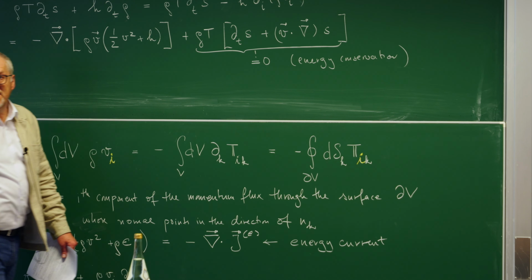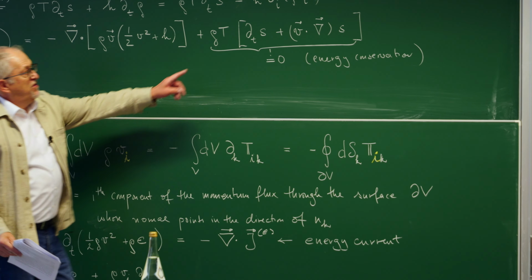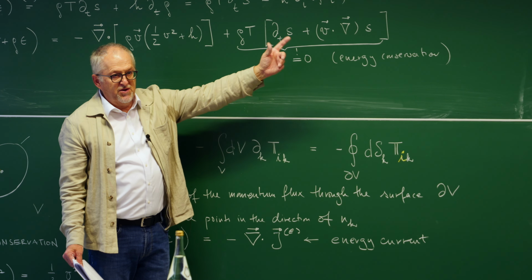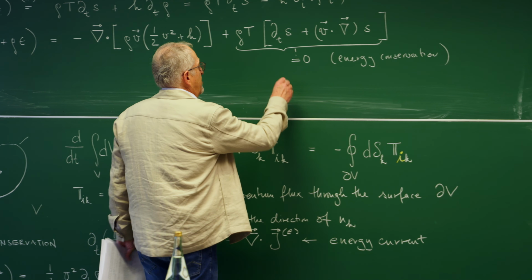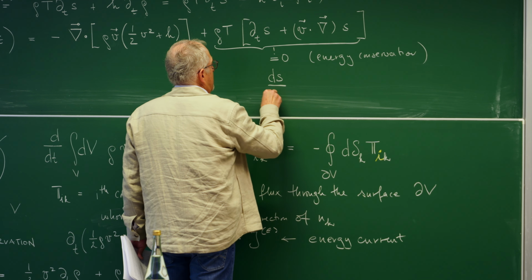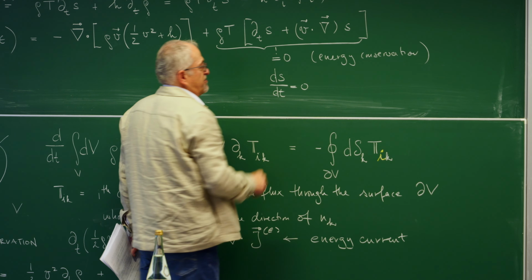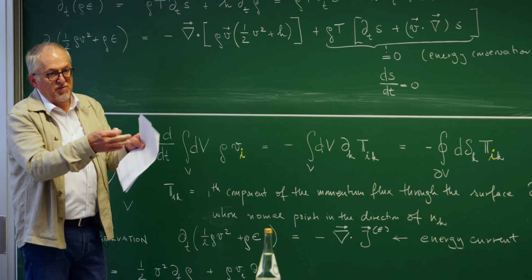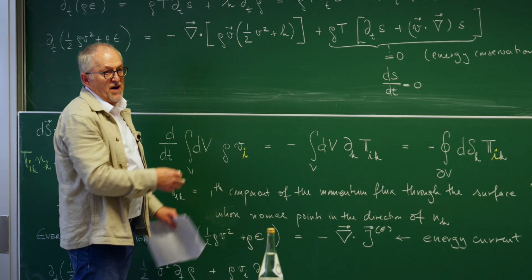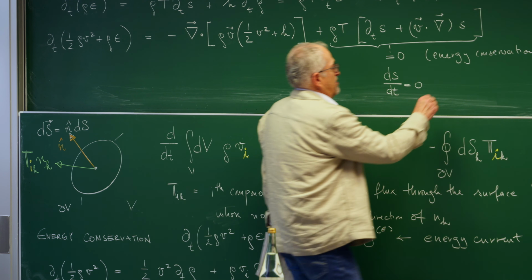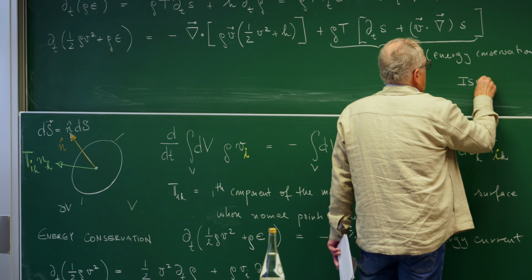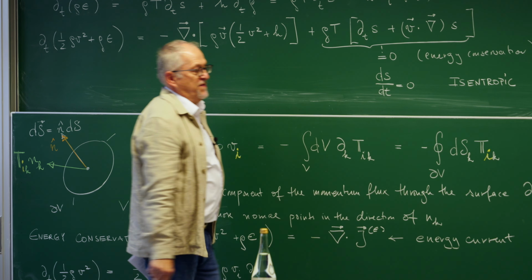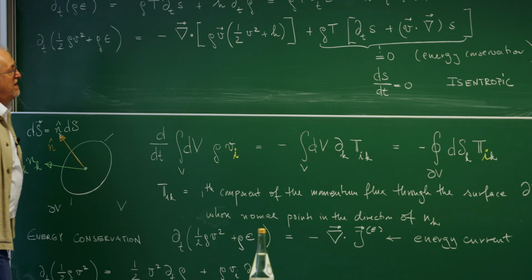There's a way you can rewrite this, right? If you look at that, that's the same kind of derivative as I've used when I go from the Lagrangian to the Eulerian frame. So all you have here is ds dt equals 0, meaning that for a fluid element in a frictionless fluid to move along, it has to have a constant entropy. So the process in a frictionless fluid has to be isentropic.